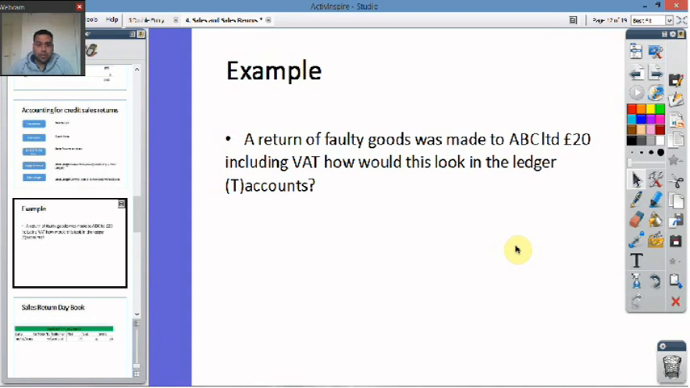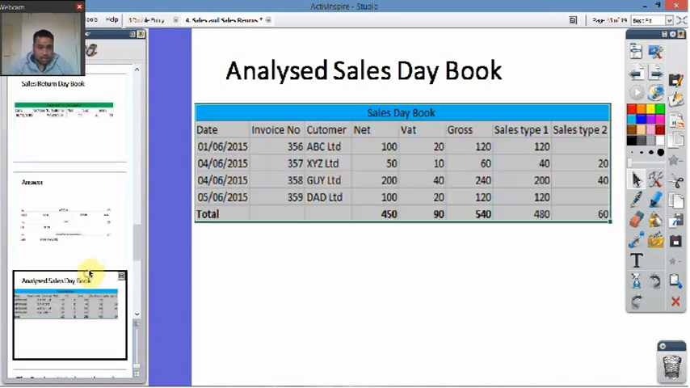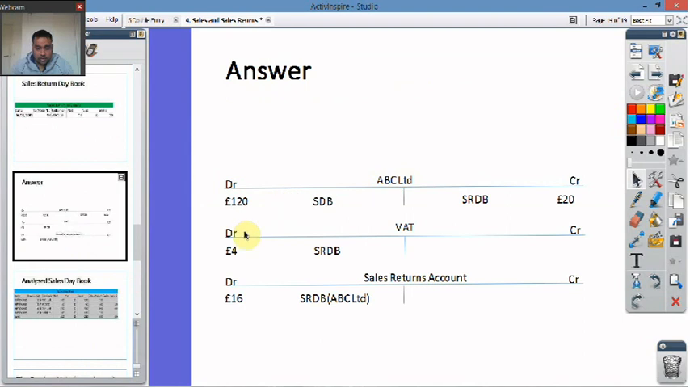Sales returns was made for £20, including VAT. How does this look in the main accounts? So if it's including VAT, that means there's VAT included in this, so you need to work that out, which is £4. So let's have a look at that. So we've got ABC Limited, the total amount is here, we've got £4 of VAT, and the net amount is £16.